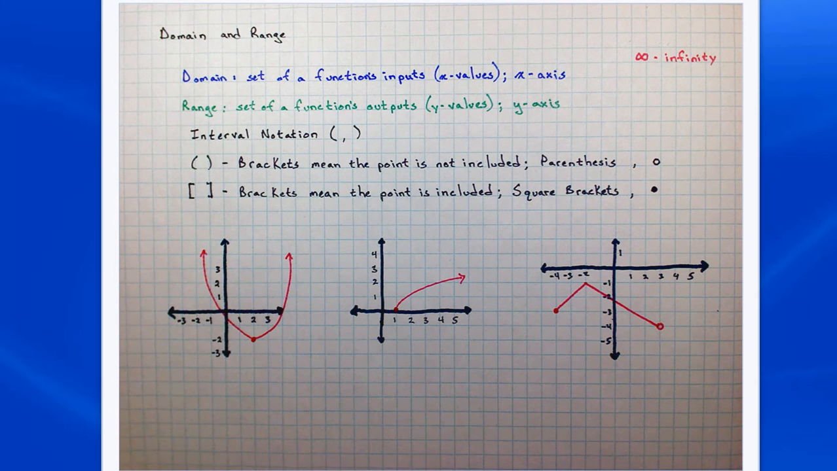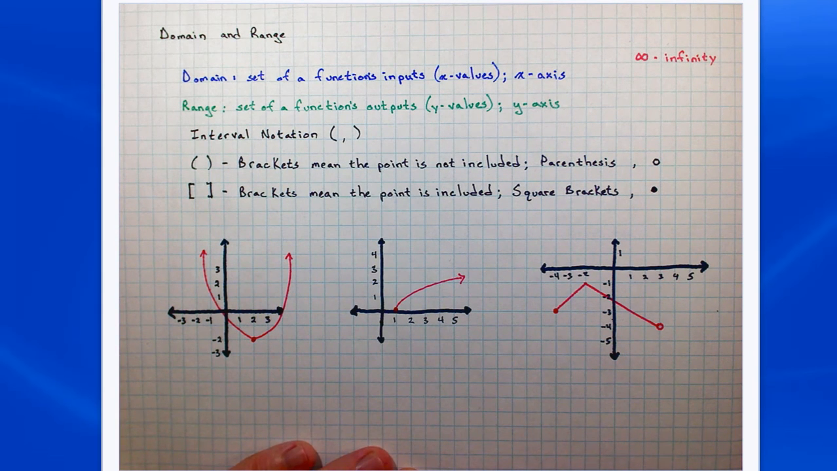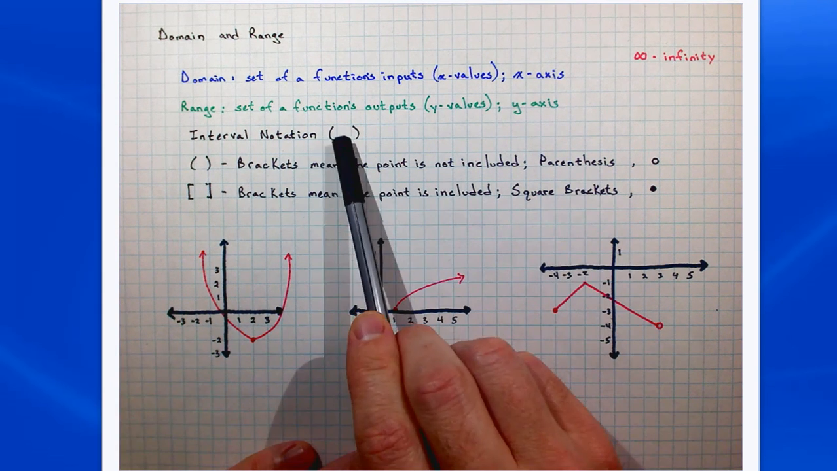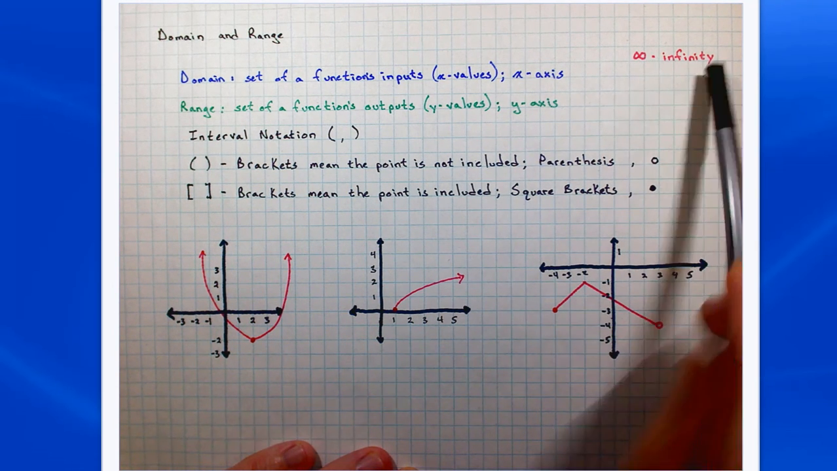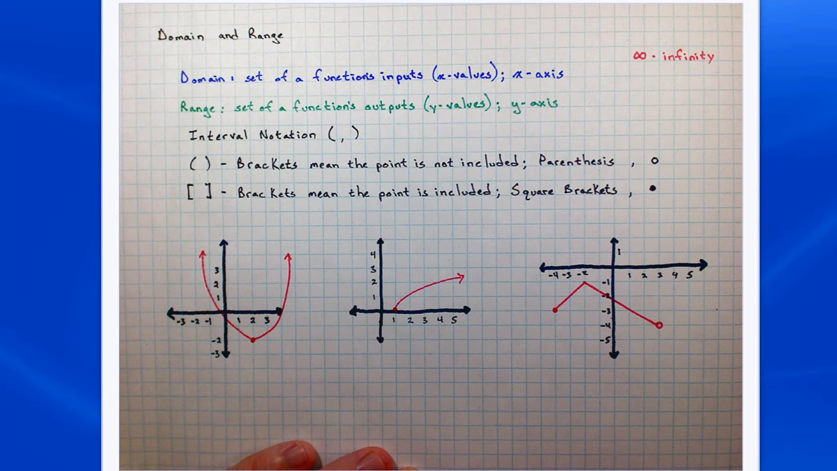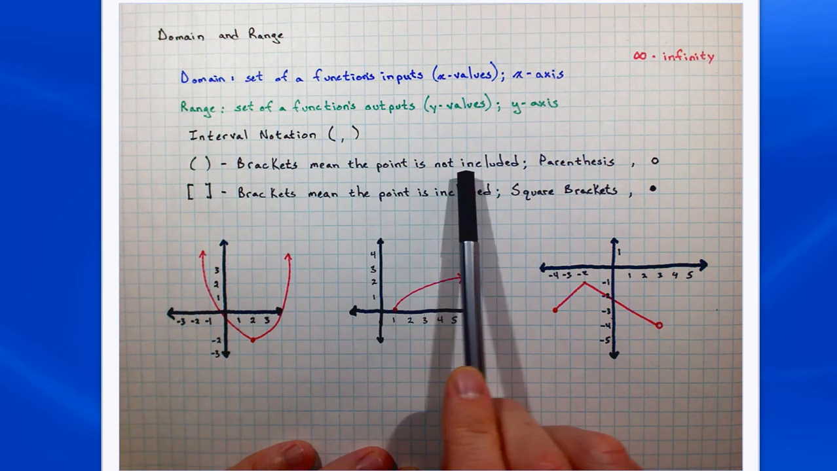Now, one thing that you're going to have to do is be able to write the interval that contains the domain and range. Primarily, what your MyMathLab uses is interval notation, and it looks very much like a coordinate: a set of parentheses with a comma in between the two numbers you're going to have, or the infinity symbol.